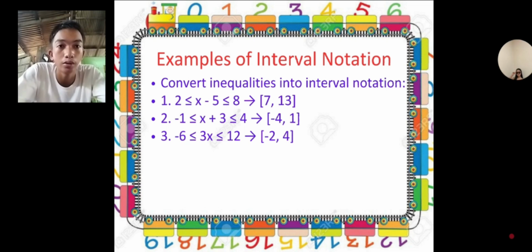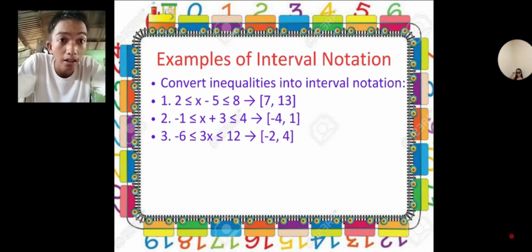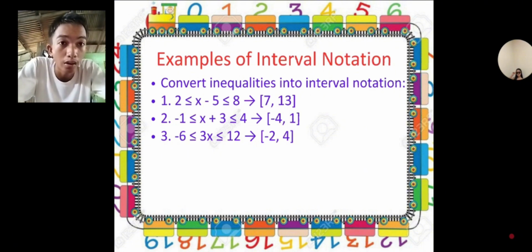Example 1: 2 is less than or equal to x, and x is less than or equal to 8. So in interval notation, this is [2, 8]. It is a closed interval, so we use square brackets for the 2 and the 8.